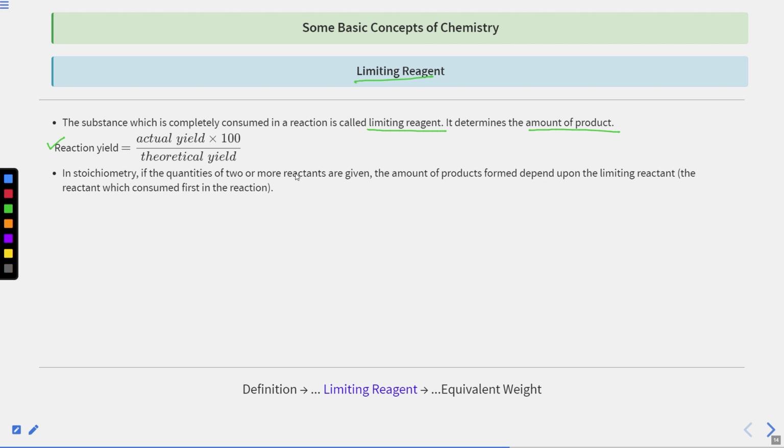In stoichiometry, if the quantities of two or more reactants are given, the amount of product formed depends upon the limiting reagent, or the reactant which is consumed first in the reaction. That is the limiting reagent, right? So this is the point to be noted.